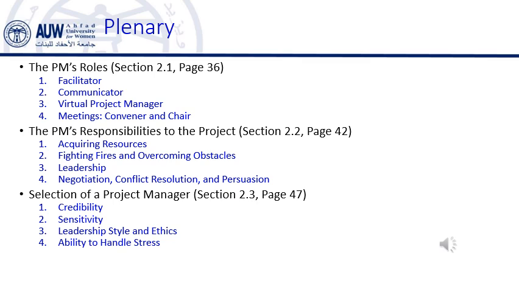Acquiring resources, a PM must ensure that the necessary resources, such as people, materials, and technology, are available for the project. Managing time and budget, the PM must manage the project schedule and budget to ensure that the project is completed on time and within financial constraints. Overcoming obstacles, throughout the project, the PM will face challenges and obstacles, such as delays, conflicts, or unexpected issues. A PM must be able to address these quickly to keep the project on track.